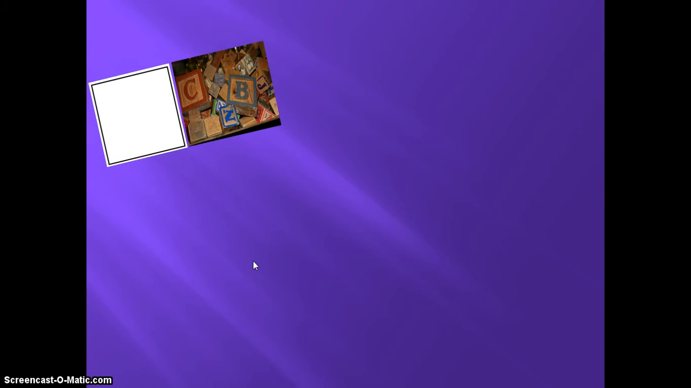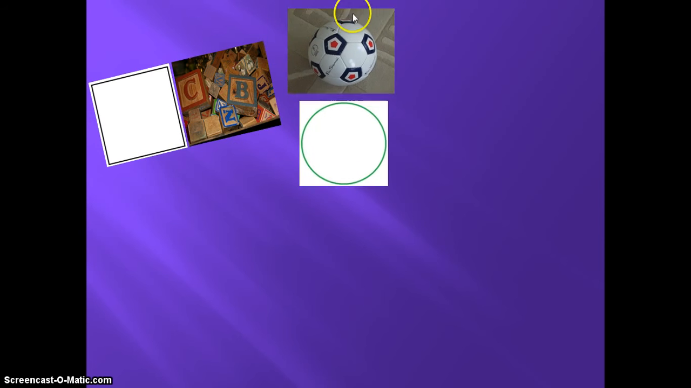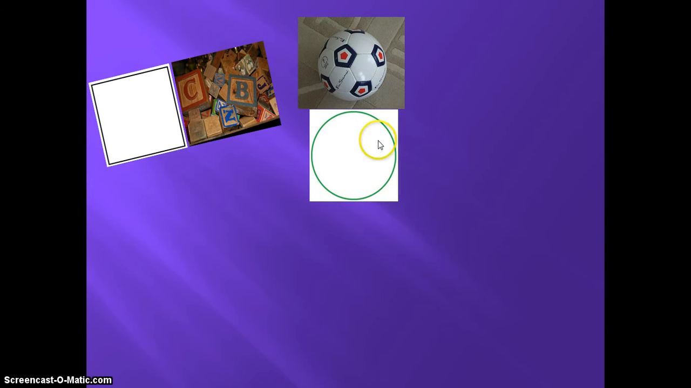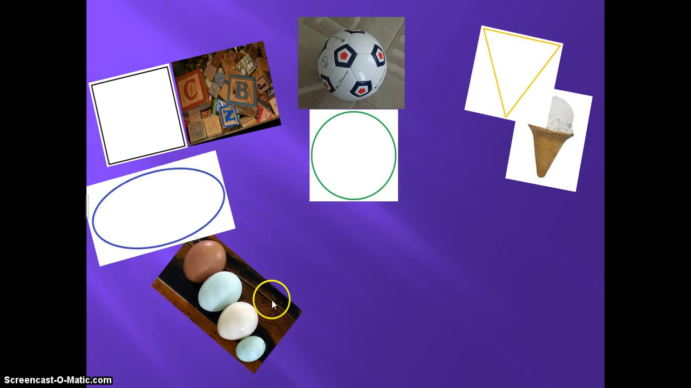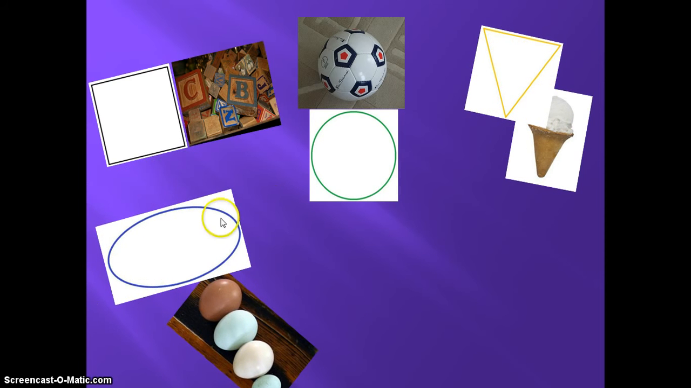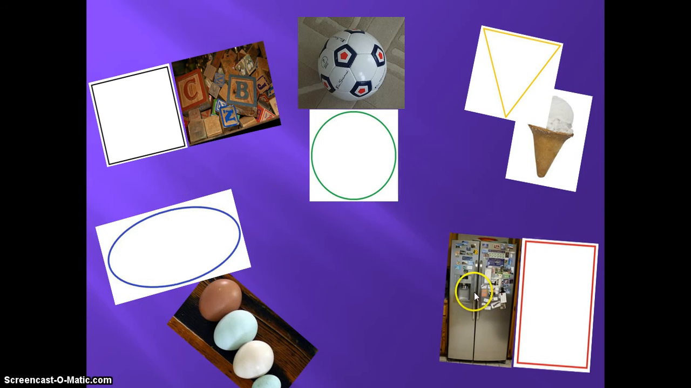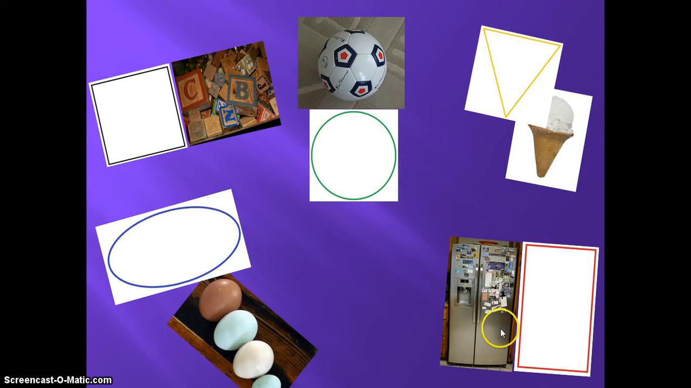So next we have our square. We said that our blocks are square because they're the same on every side. And we said that our soccer ball is a circle because it's round like a circle. This one's not as tricky. We said that our ice cream cone is a triangle. Now they look the same. And we said that our eggs are ovals. And our refrigerator is a rectangle.